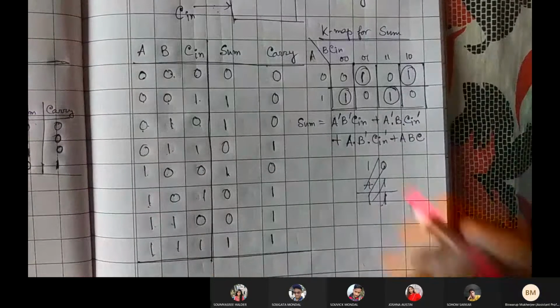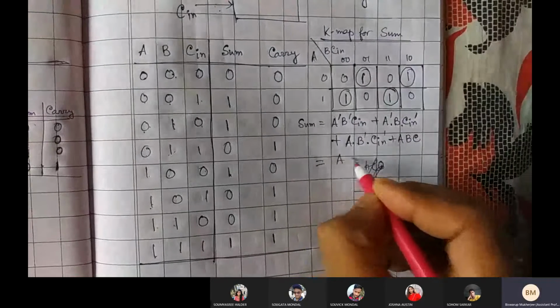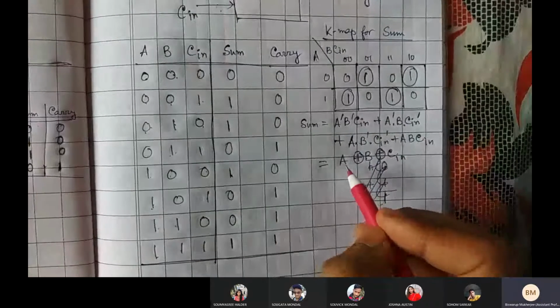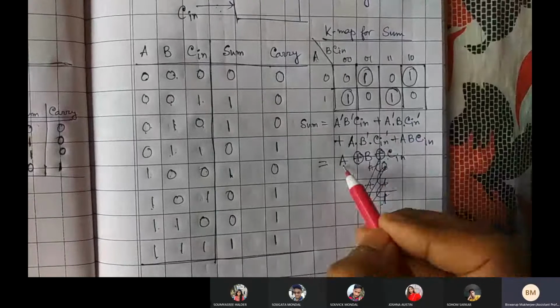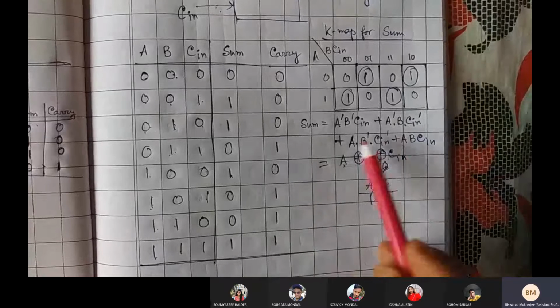Now for your information, it is same as A XOR B XOR C in. Make sure about this one. This is A XOR B XOR C in. And if you just expand this A XOR B XOR C in, you will be finding out these are the Boolean min terms.